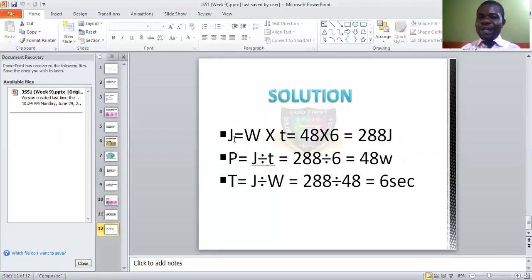Energy in joule is power times time. That is 48 times 6. 48 watt times 6 seconds will give you 288 joules. Then to get power, it is energy divided by time. That is this energy here divided by this 6, which is time, will give you 48 watts. Then to get the time, it is the energy in joule divided by the power in watt. That will give you 288 divided by 48. That gives you 6 seconds. So we see that we are proving them again. If you are given a circuit and you are asked to do this calculation, please follow it this way. Once you know the formulas, you'll be able to get it right.